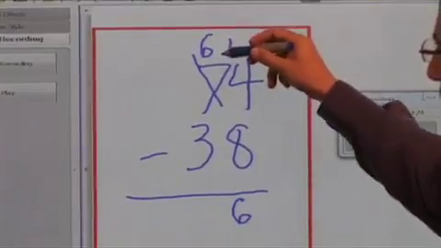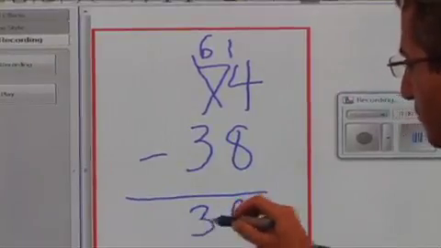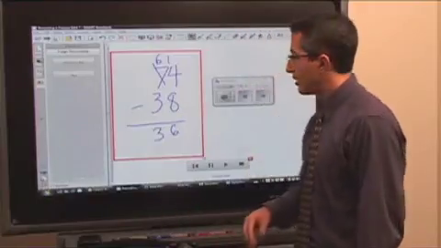And then I have 6 in the tens place, and I'm going to subtract 3 in the tens place, which would be 3, for 36. And that's how you solve that problem.